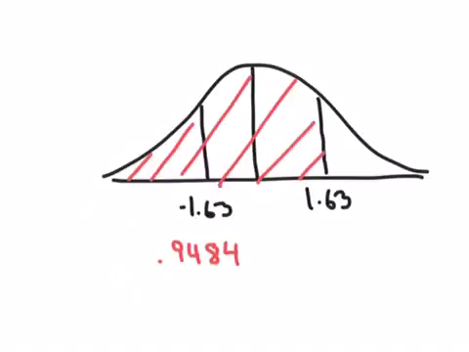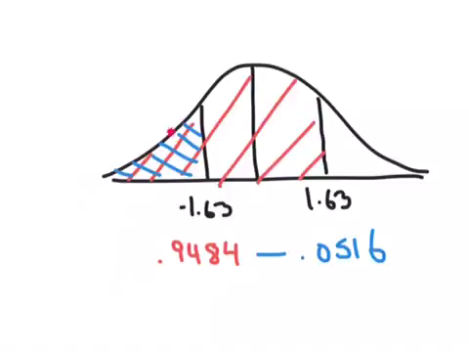Now I'm going to do the same exact thing. I'm going to go into second vars and normal CDF, and now my lower is going to be negative 1,000, way down here, and my upper is going to be negative 1.63. How much area is right there? And it turns out that it is 0.0516. So what we do is we subtract these because we want to get rid of the overlap right here.